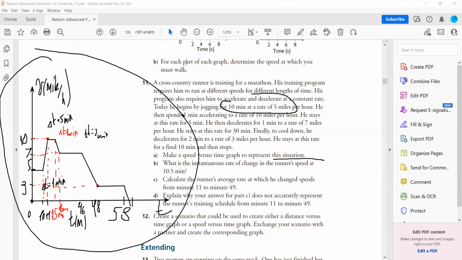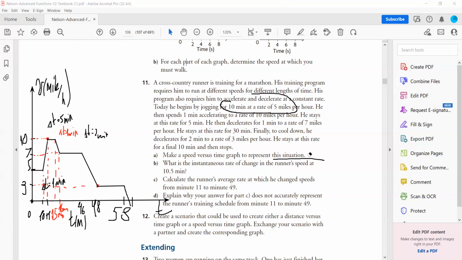What is the instantaneous rate of change in the runner's speed at 10.5 minutes? So we're interested in 10.5 minutes period of time when he was accelerating from 5 to 10 miles per hour. And we can see that our rate of change is constant over this period of time. So the instantaneous rate of change would be equal to the average rate of change in this period of time. So when t equals 10, it's t1, and velocity v1 equals 5, and t2 is 11, and v2 is 10.